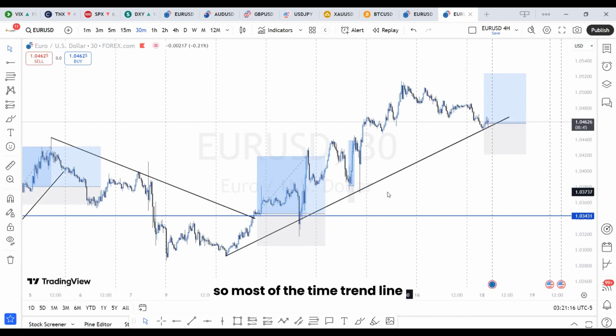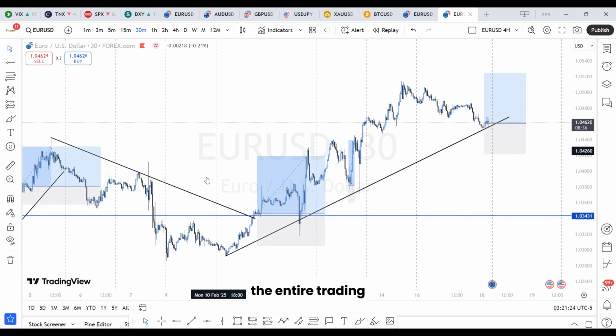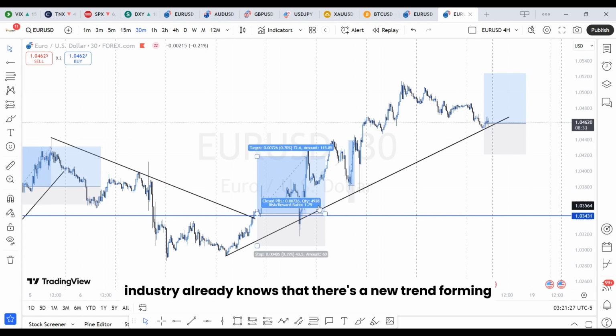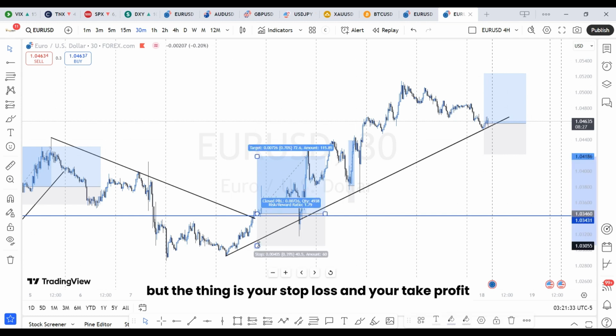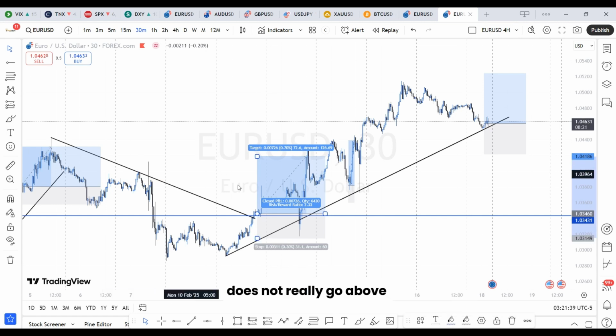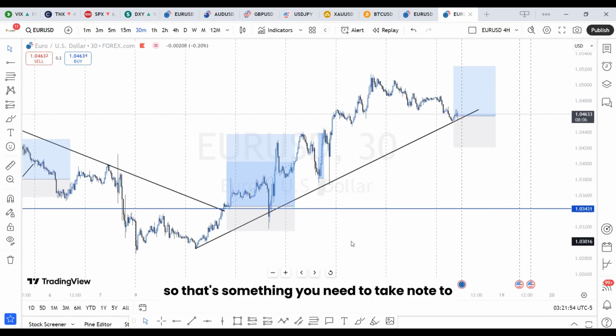Most of the time, trend line breakout strategy even works better than trading the trend itself, because as soon as the market breaks out of the trend, the entire trading industry already knows that there is a new trend forming, so they want to easily catch the breakout of the trend. But the thing is, your risk to reward does not really go above 1:2, because you are targeting the next high, whether it's this high or this high, and you most likely would not get above 1:2 risk to reward. So that's something you need to take note of.